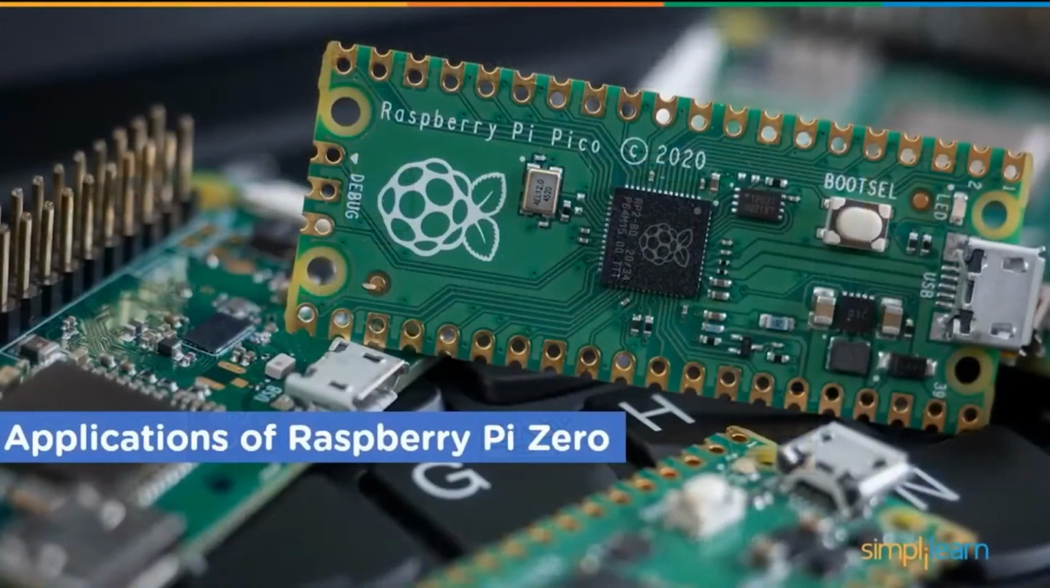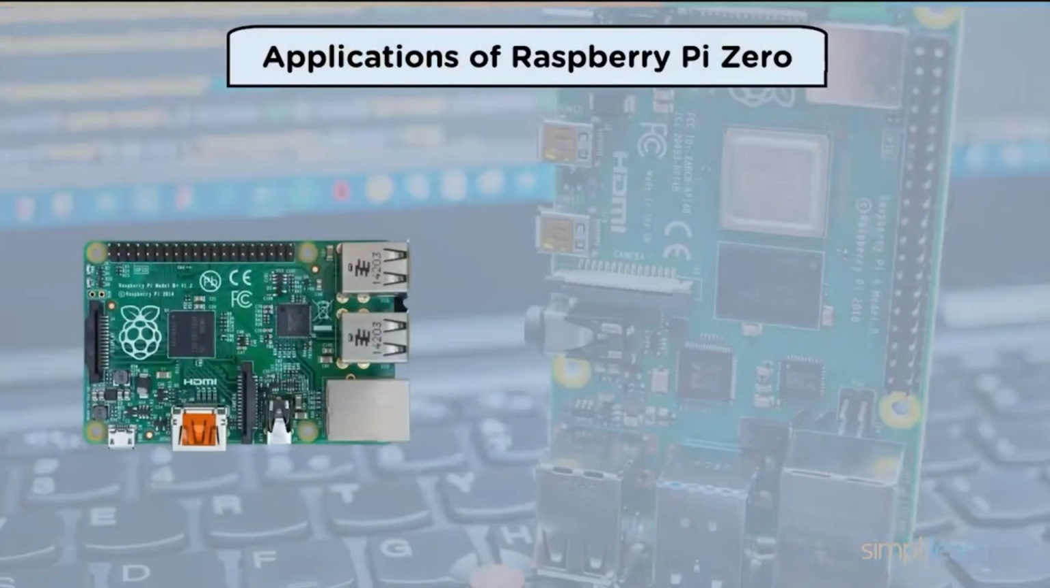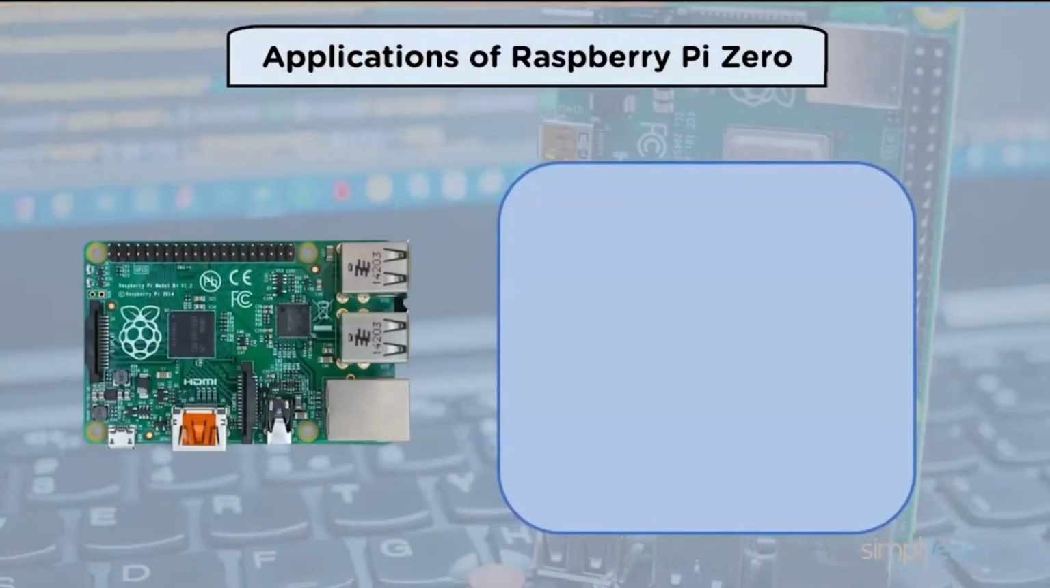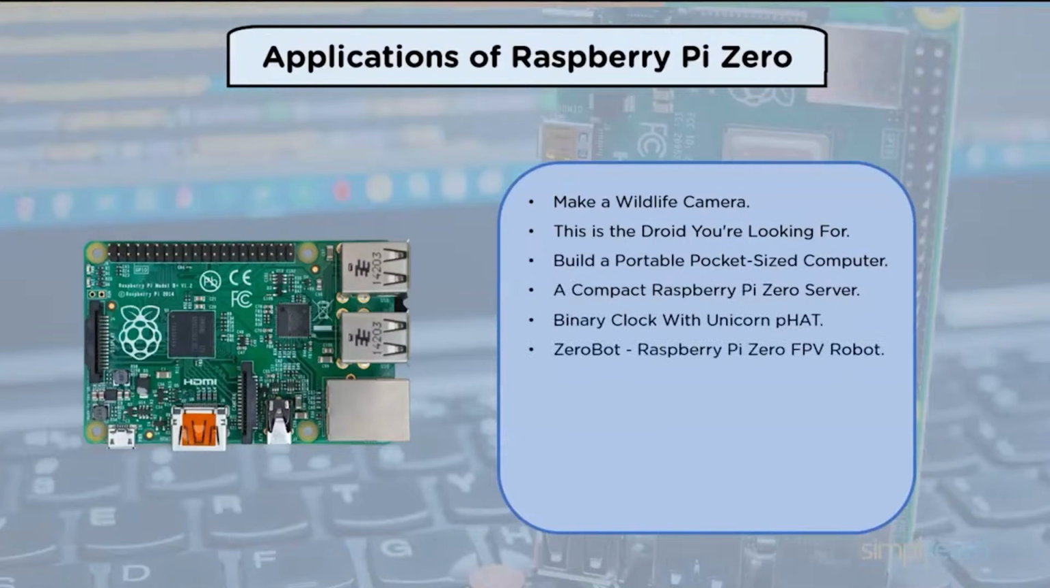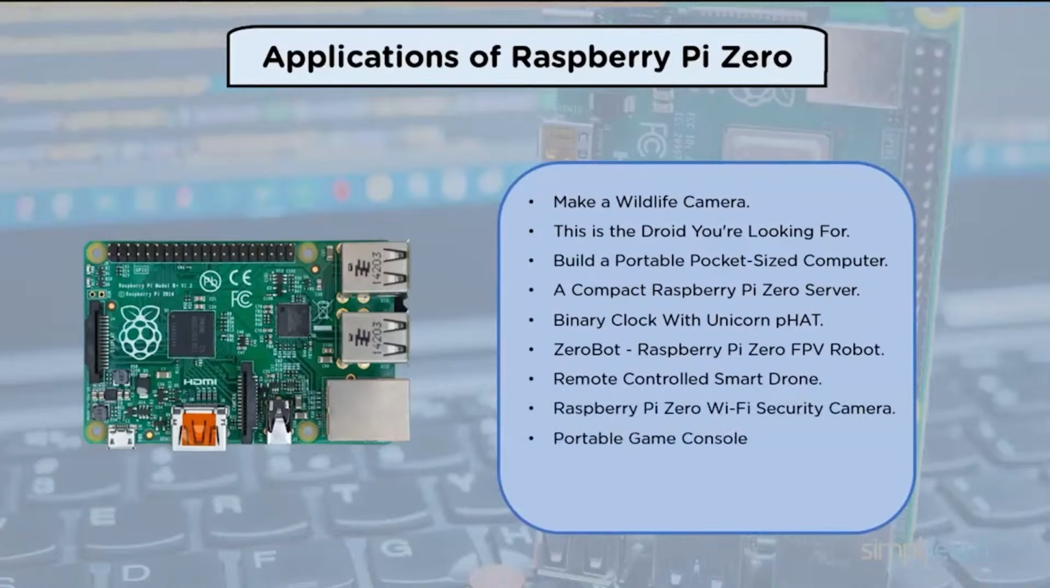Now let us look at the applications of Raspberry Pi. The Raspberry Pi Zero is already a computer that can be used as a desktop PC or notebook without the need for a screen or keyboard. Some of the applications are: it is used to make a wildlife camera. This is the droid you are looking for. Build a portable pocket-sized computer, a compact Raspberry Pi Zero server, binary clock with Unicorn pHAT, ZeroBot Raspberry Pi Zero FPV Robot, Remote Controlled Smart Drone, Raspberry Pi Zero Wi-Fi Security Camera, Portable Game Console, Home Network Music System, Google Home with Bluetooth speaker, and many more.